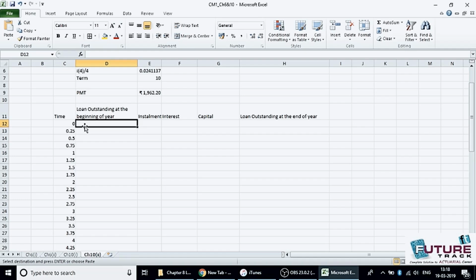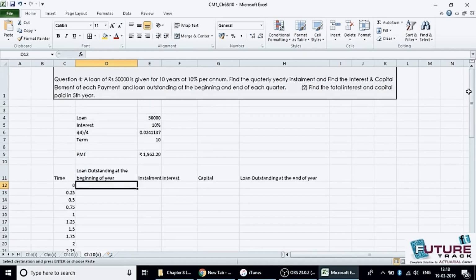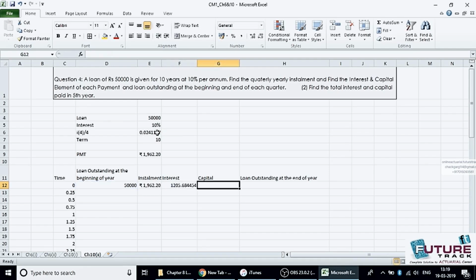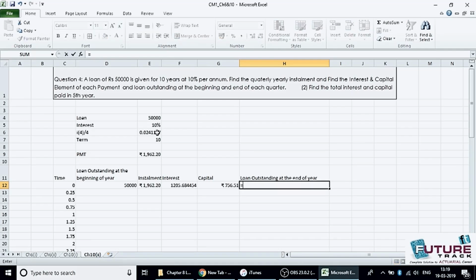Okay. Loan outstanding at the beginning of the year. So what is the loan outstanding? We have 50,000 rupees. Installment, we can take reference of this. Now what is the interest part, class? See, interest is this, my loan outstanding at the beginning multiplied by I4 by 4, effective rate of interest per quarter. So we get this, my effective rate of interest. How to find the capital? So this is my installment minus the interest part. So this is my capital repaid, and loan outstanding, this is my beginning minus this capital which I have paid. Fine.